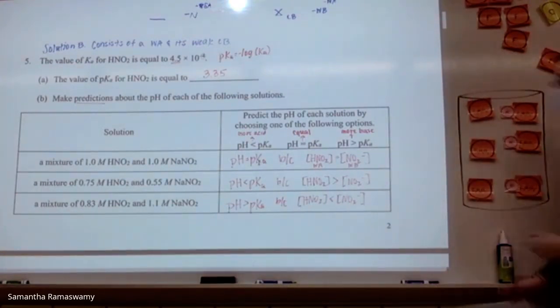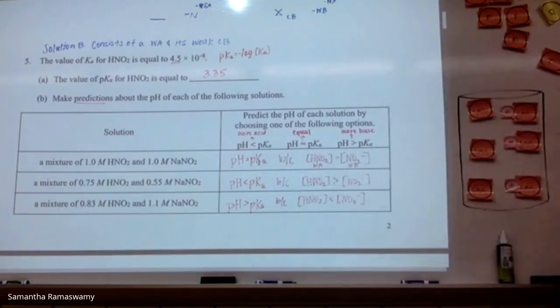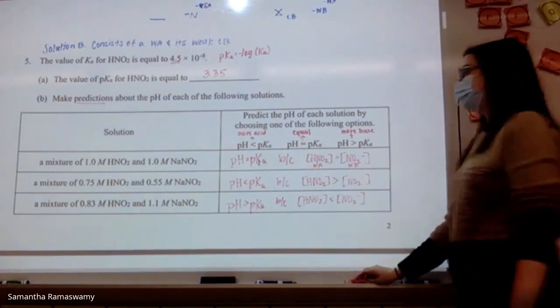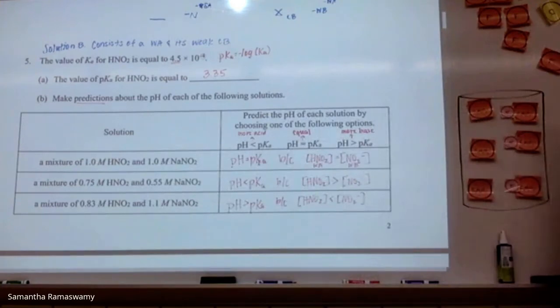So when you have more base, your pH is higher. When you have more acid, your pH is lower. When they're equal, pH equals pKa. We're starting to see more and more questions like this. Multiple choice and free response.